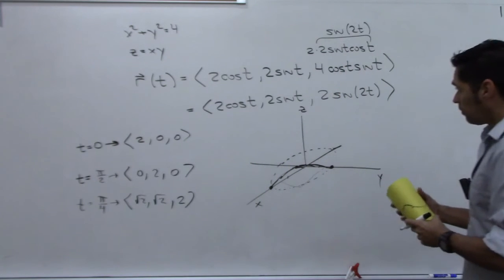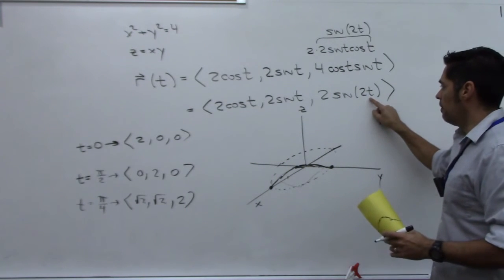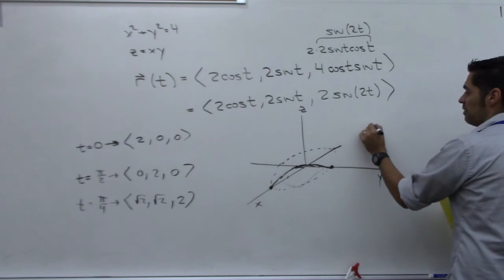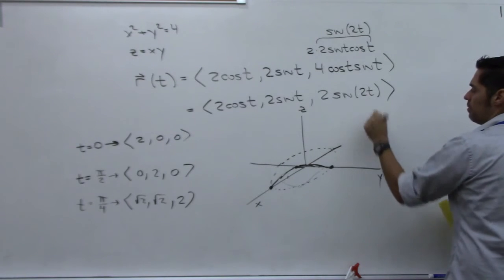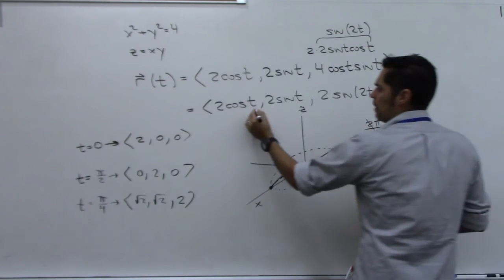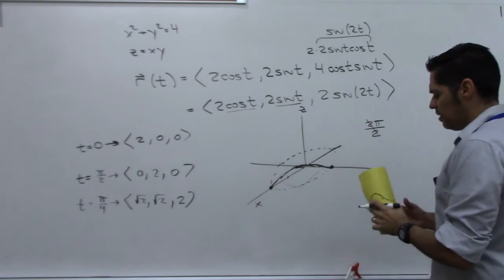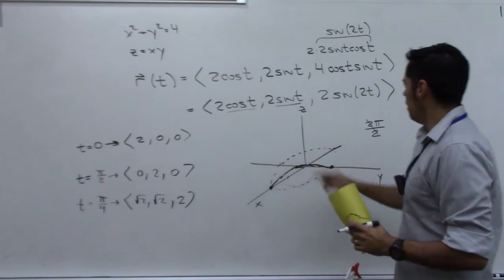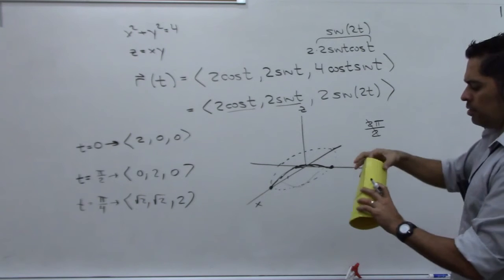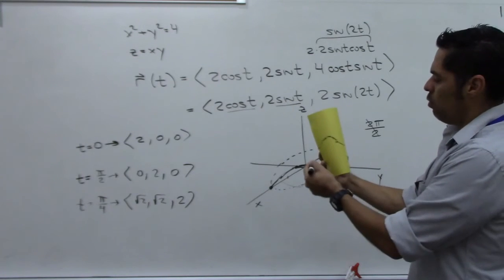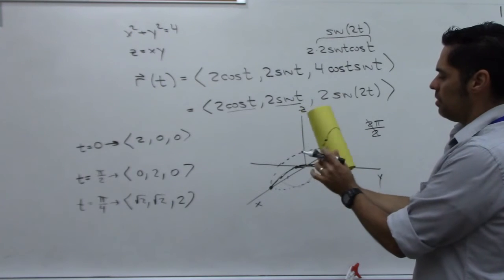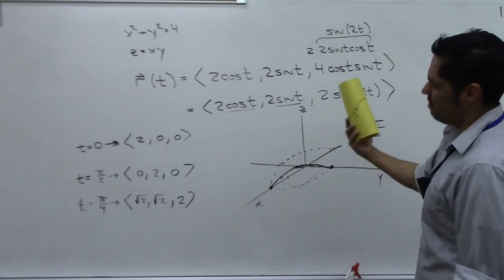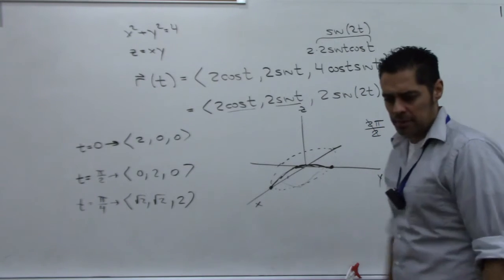So remember that when you put 2t in here, this is going to change your period. The period of a sine or cosine function is 2 pi divided by the number in front. The period of these two is 2 pi. So what happens is we go all the way around the cylinder in 2 pi, but we draw two of these in 2 pi. So our z coordinate draws two sine curves in one rotation around the cylinder. I hope that makes sense. Sorry I messed up that point, but all right.